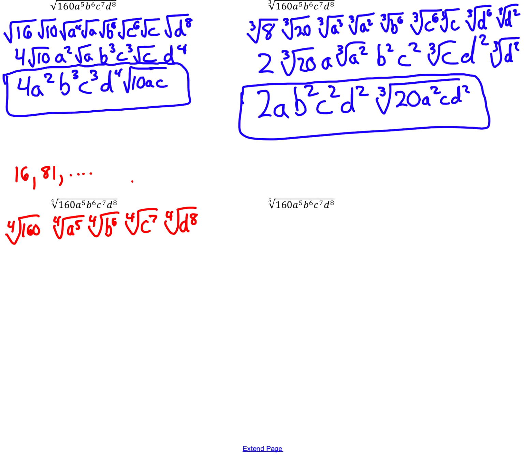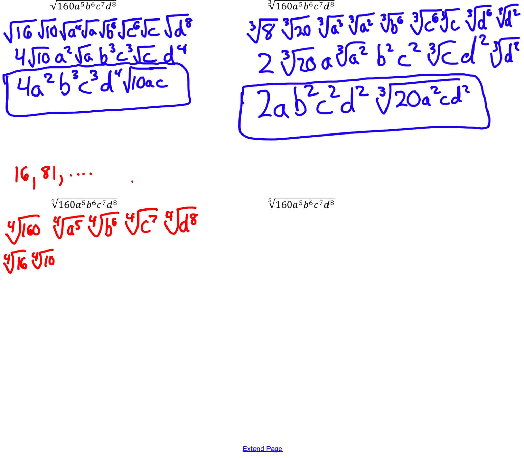And now we have to figure out the largest perfect fourth power number that goes into 160. Well, actually, you guys could take the calculator and start dividing by 16, divide by 81, divide by 4 to the fourth. But I see 16 and 160. That's easier to see. So 160 divided by 16 is 10. So I know this is going to break up into the fourth root of 16, which is 2, and the fourth root of 10.